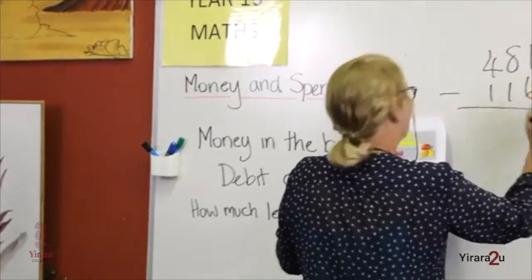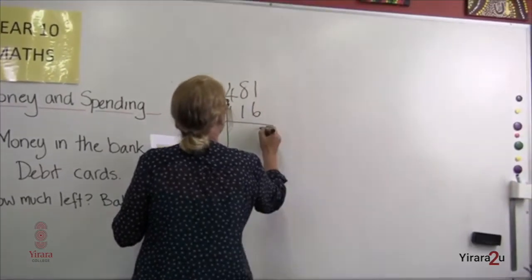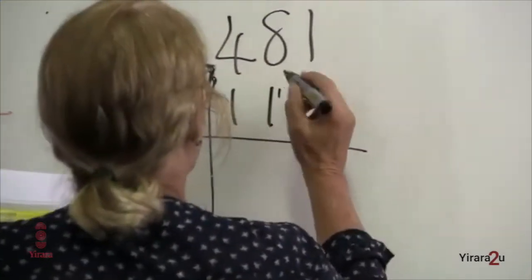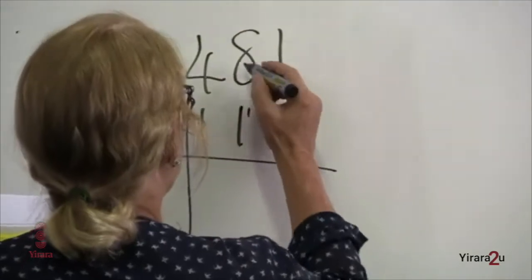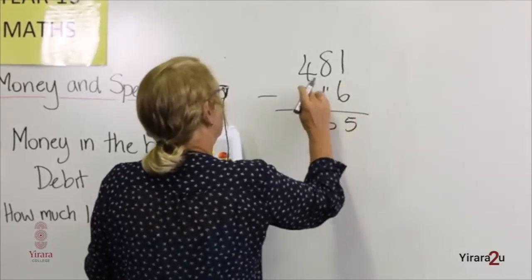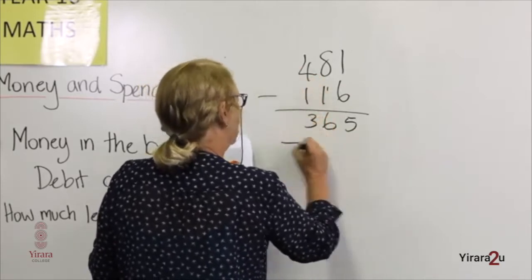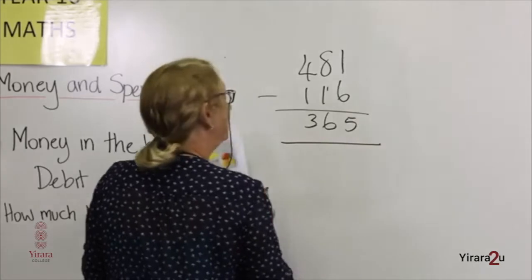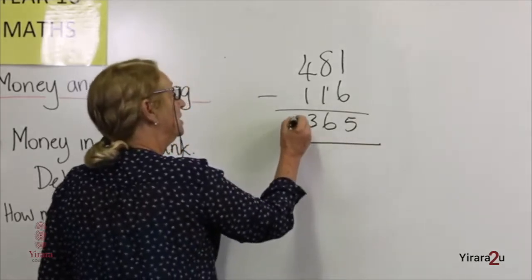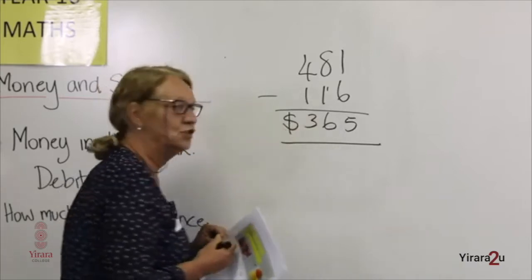116. We have to borrow a 10 from here, so this is 11 minus 6 is 5, and we have to put another one on here because we've borrowed it, so 8 minus 2 is 6, and this one stays the same, 4 minus 1 is 3. Now remember what I said yesterday, we're talking about money, so to get your question right, you must add the sign of the unit it's talking about.